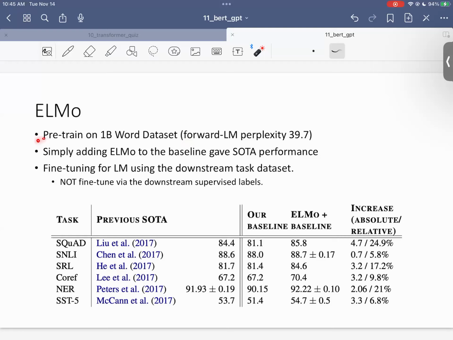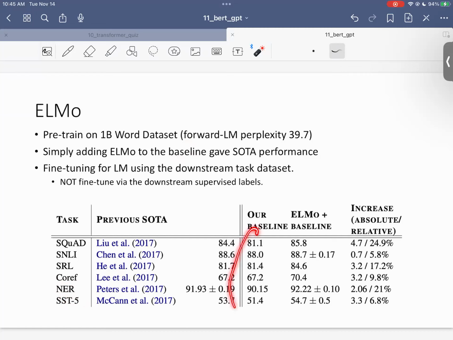So once you've done that, simply adding ELMo to the baseline models gave state-of-the-art performance. So you can see the baseline versus ELMo plus baseline. SQuAD is a question answering data set. SNLI is a linguistic inference task, where you have two sentences and you need to tell if they're related or not. Not sure what this is. This is coreference resolution, so resolving pronouns and stuff. NER is named entity recognition, trying to recognize names of people, companies, countries and whatnot. Not sure what this is. SST, maybe sentence similarity test or something.